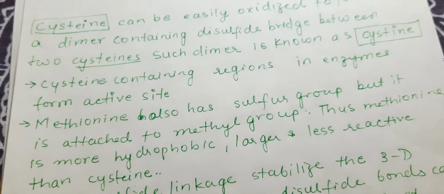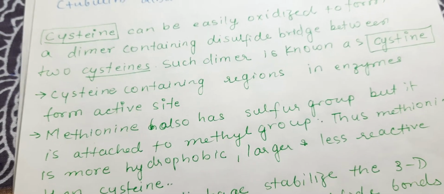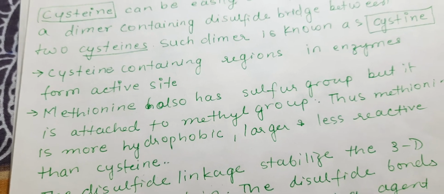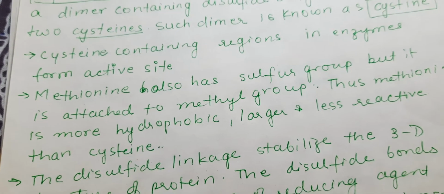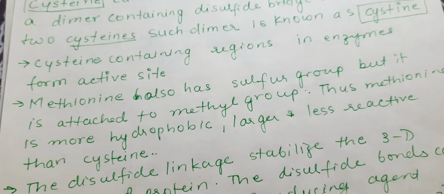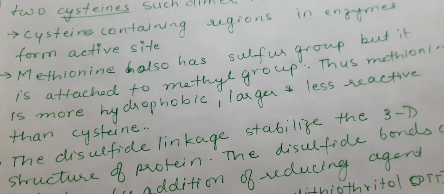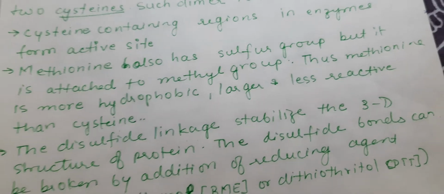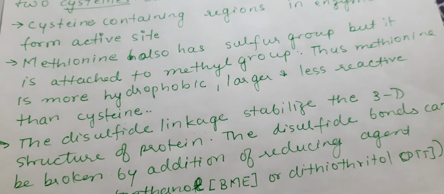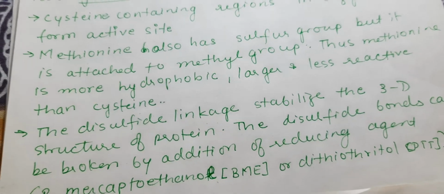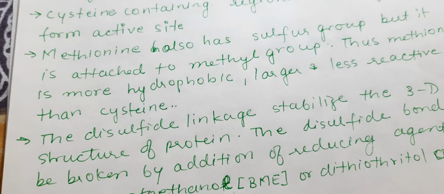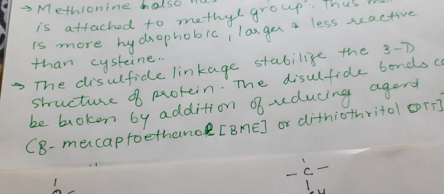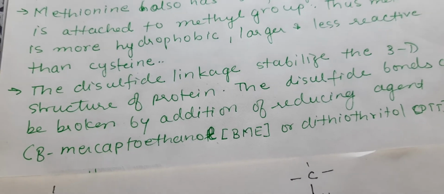Cysteine-containing regions in enzymes form the active site. Now another amino acid which contains sulfur is methionine, and in methionine the sulfur group is attached to the methyl group. Thus methionine is more hydrophobic, larger and less reactive than cysteine, so it will not form the disulfide linkage. So disulfide linkage is only formed by cysteine.